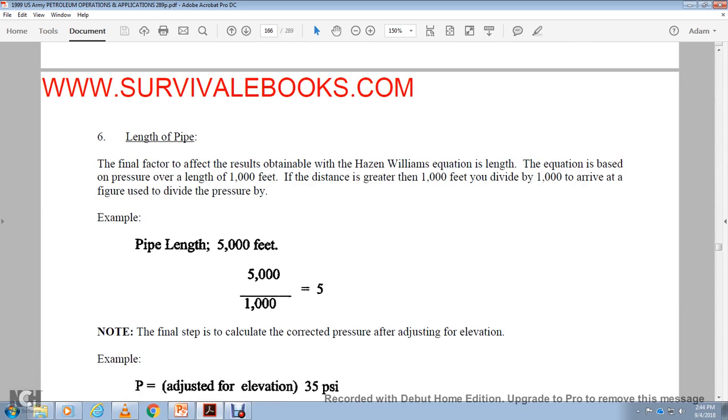Alright, 6. The length of the pipe. The final factor affecting the result of the Hazen-Williams equation is the length. The equation is based on pressure loss over a length of 1,000 feet. For a distance greater than 1,000 feet, you divide the distance by 1,000 to arrive at the figure by which to divide the pressure.